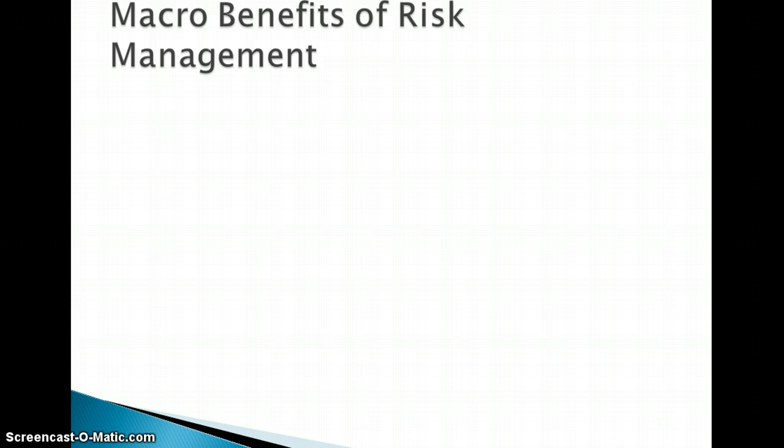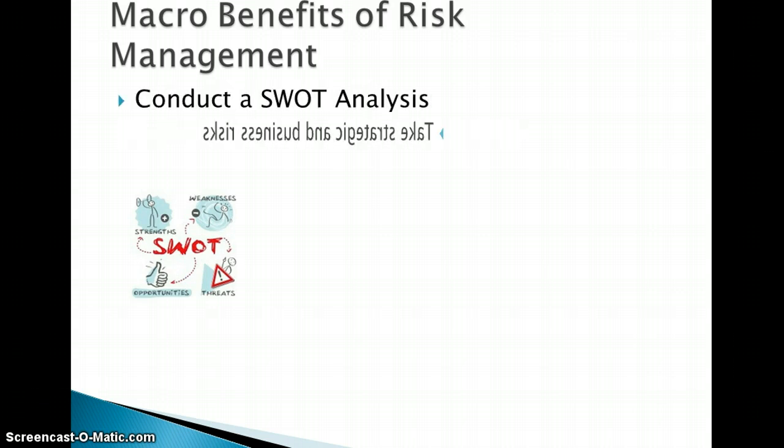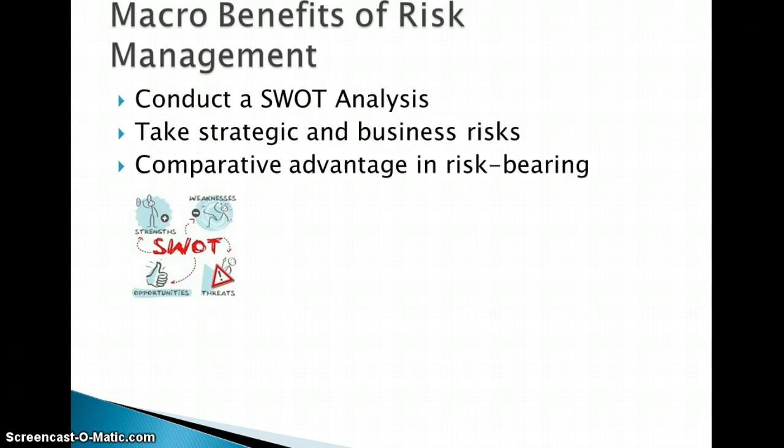The macro or broad benefits of risk management include conducting a SWOT analysis. This means the company should analyze its strengths, weaknesses, opportunities, and threats internally and externally, focusing on its competitors. After conducting a SWOT analysis, a company should be able to define its strategic and business risks using the principle of comparative advantage. What is comparative advantage?